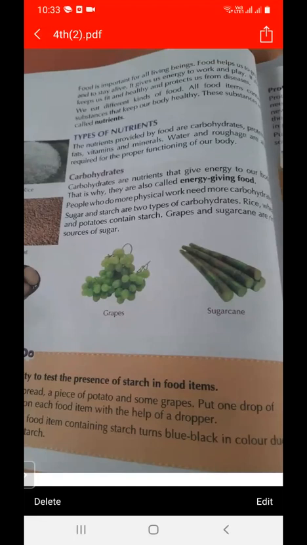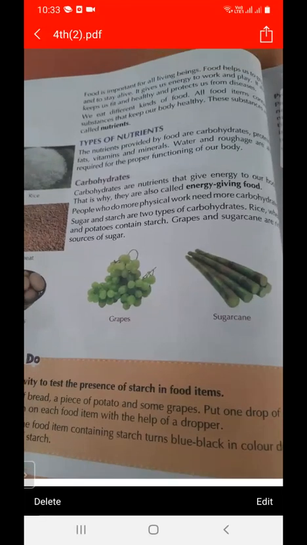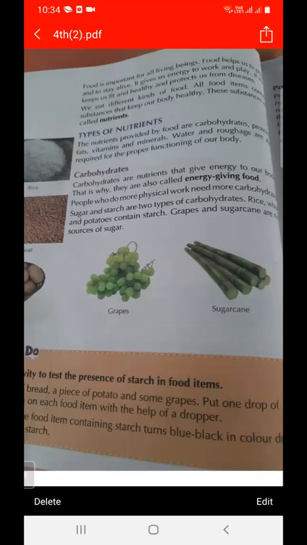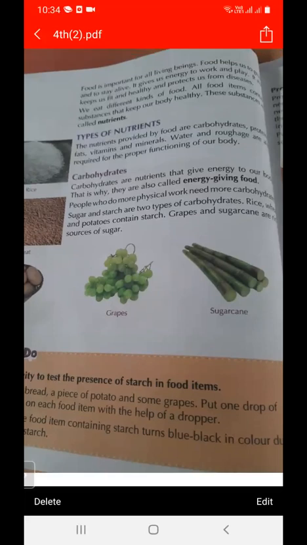And what are the types of carbohydrates? Sugar and starch are the types of carbohydrates. And how can we obtain carbohydrates? We can obtain carbohydrates from rice, from wheat, and from potatoes. These are the sources of carbohydrates.